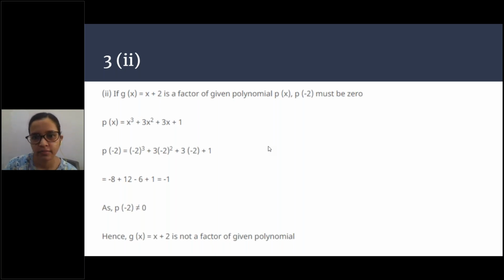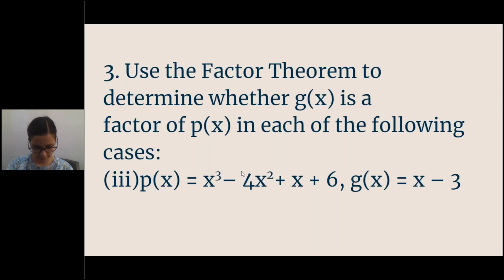Okay, understood. You can copy the solution later. We'll do one more problem. p of x is x cube minus 4x square plus x plus 6 and g of x is x minus 3. Again, same procedure. This time I want all of you to answer. Tell me the remainder and then let me know whether it's a factor or not.